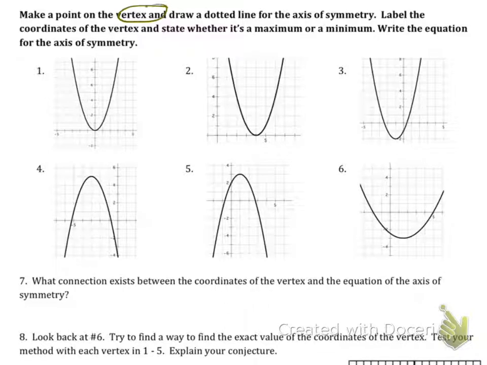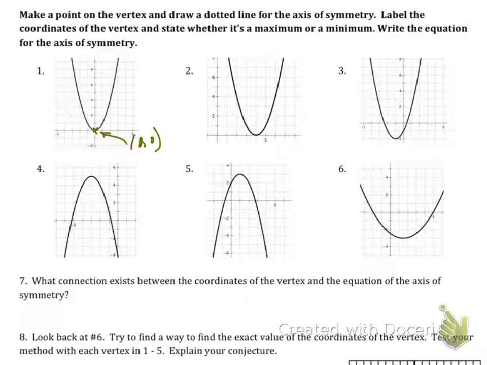You should be able to identify a vertex, maximum, minimum, axis of symmetry. Like I said, there's a lot going on. So making a point on the vertex means that we are going to make a point when the function changes direction. So for number 1, I've made that point right down at the very bottom. So that would be the first one. And now I need to label the coordinates. So the coordinates of this would be 0, 0, as it is right at the origin.